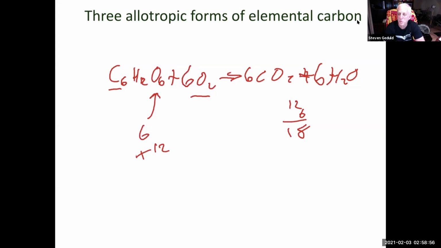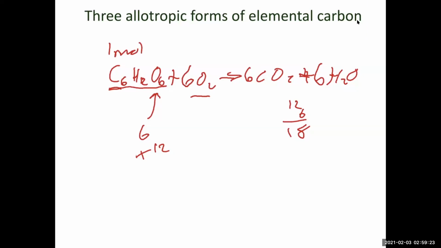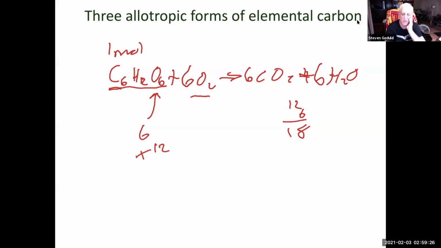And it's in terms of moles, because remember, chemical equations are always in terms of moles. They're not mass or anything else, they're in terms of moles. So 1 mole of glucose combines with 6 moles of oxygen to produce 6 moles of carbon dioxide and 6 moles of water. 1 mole of glucose reacts with 6 moles of oxygen, and it produces 6 moles of CO2 and 6 moles of water, because it breaks apart and forms new bonds.